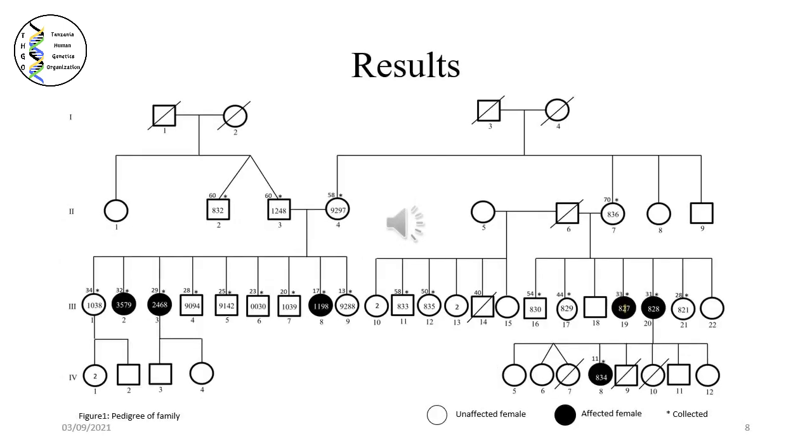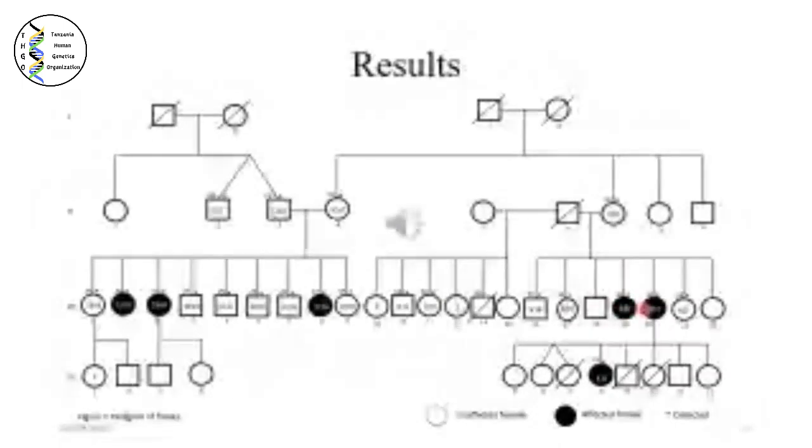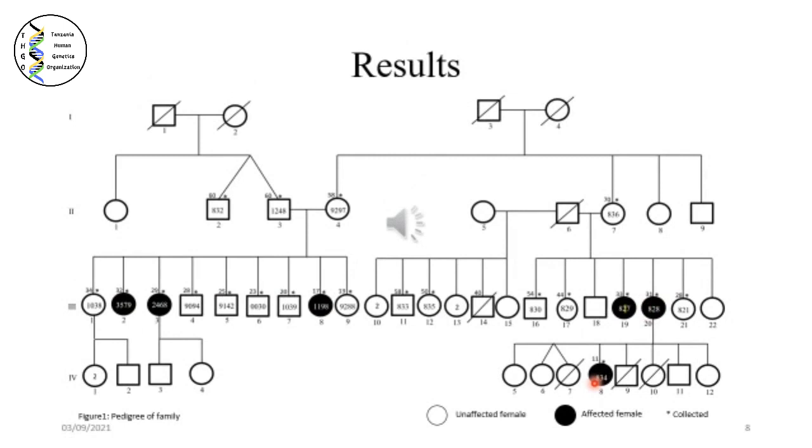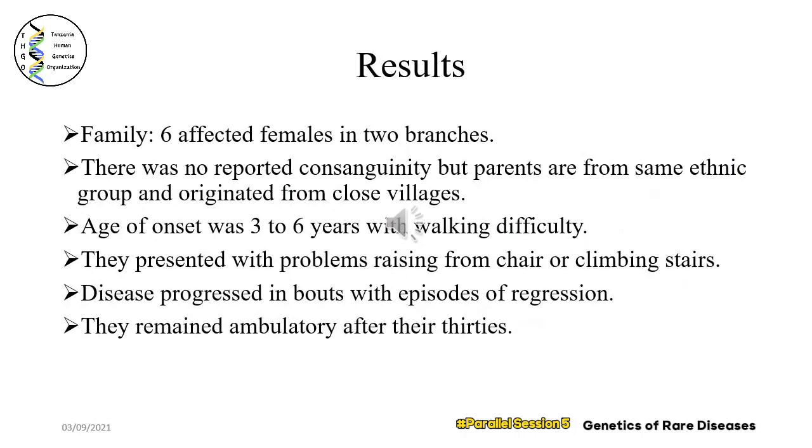So this is a large family. You can see two different branches in which there are affected patients. Although there is no reported consanguinity between parents, we can say that they are all from the same ethnic background and they live in close villages. You can see that the two married sisters are affected, but interestingly, all the affected are females. So this can be by chance or there may be some underlying explanation. So the family has 6 affected females in 2 branches, with no reported consanguinity, as I said.